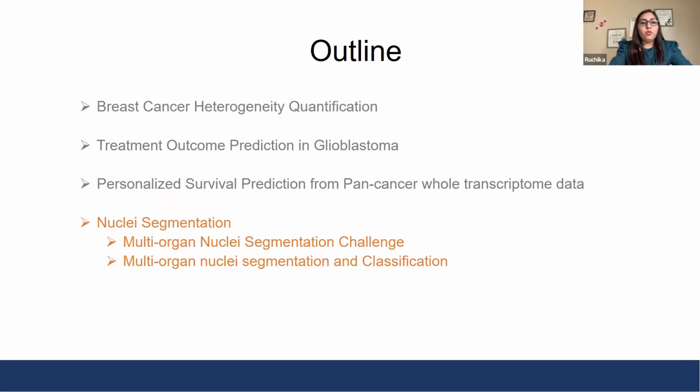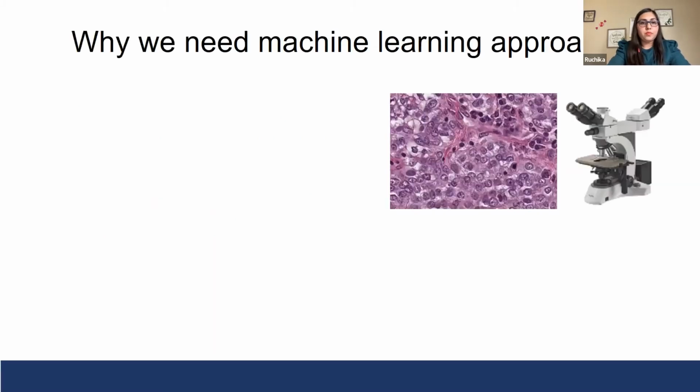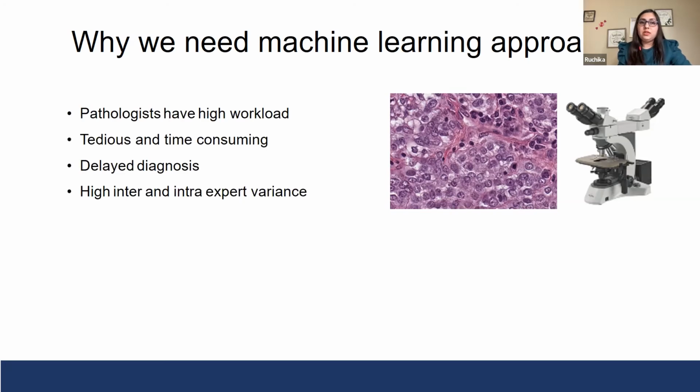Now I'll talk about my 4th project, which is on nuclei segmentation. First, I'll talk about why machine learning is required for nuclei segmentation. As I mentioned earlier, pathologists look at the H&E stain images to assess the variability of the molecular structures. But this is tedious and time consuming, because a pathologist has to see different regions of H&E stain slides using a microscope, and they have a high workload.